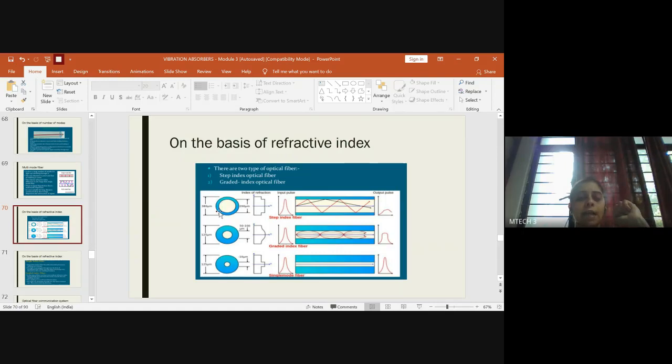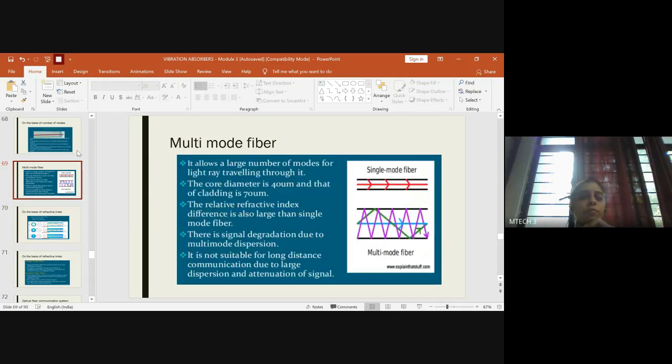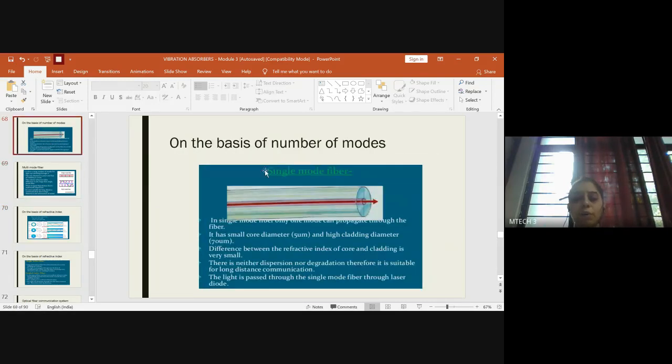And the cladder diameter here will be 380 micrometer. Even this is larger. So due to this, you will be having a step here, the huge difference. In the previous case, there were not many differences, in case of single mode, right?